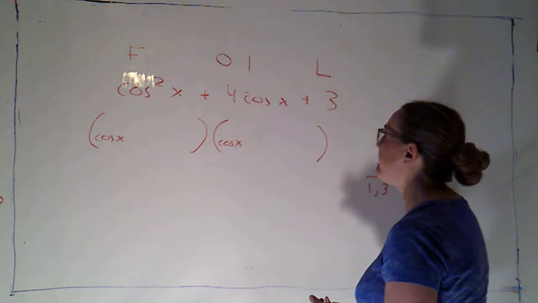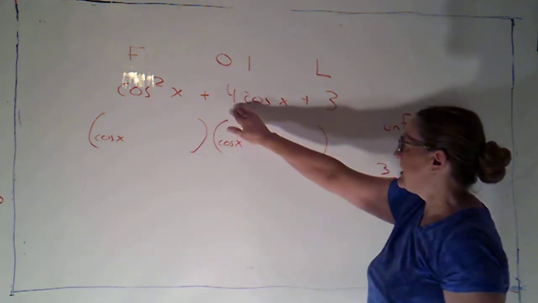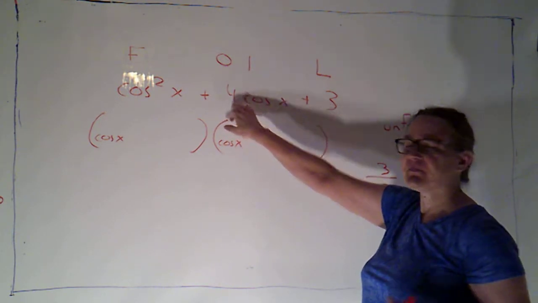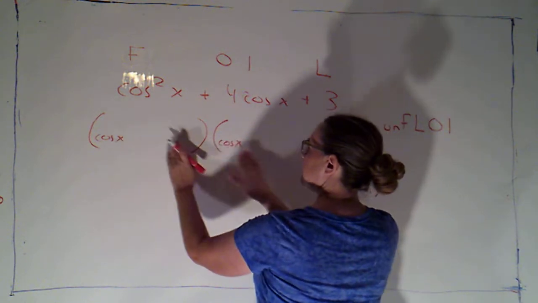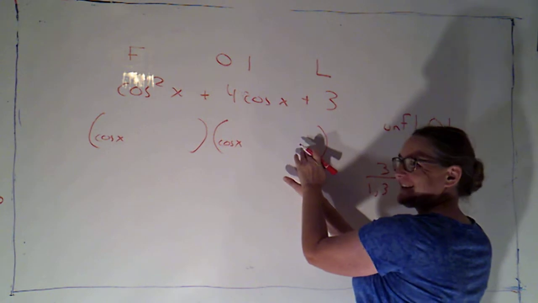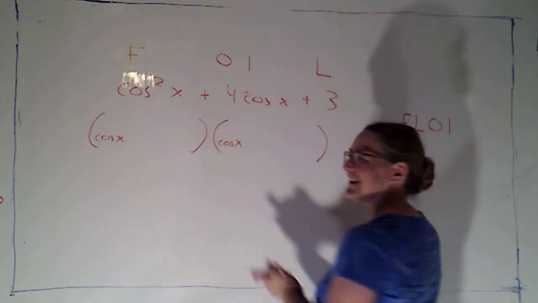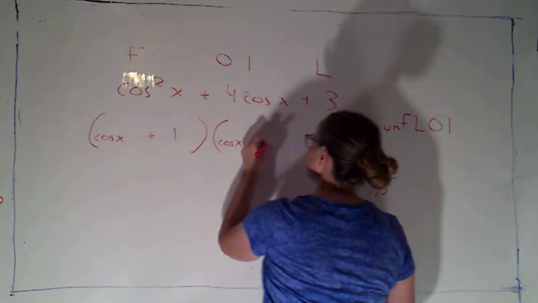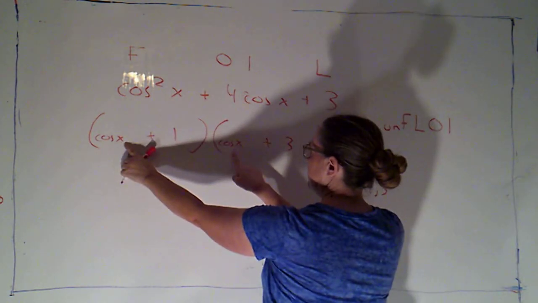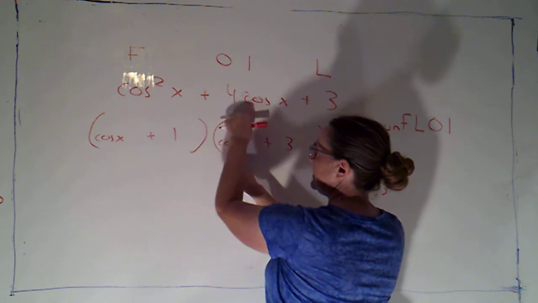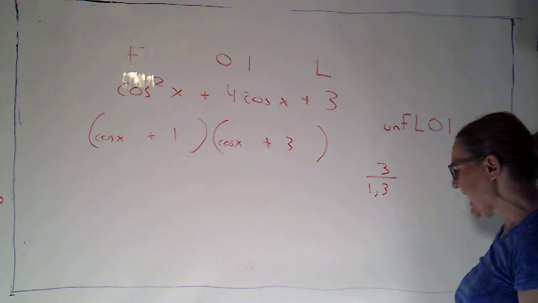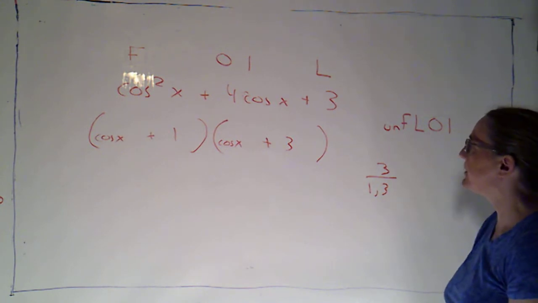I need to get a total of 4 copies of x. That's a positive number. 4 copies of cosine x. So I'm going to want my outsides and my insides to be positive, but the outsides will have whatever sign this has, and the insides will have whatever sign this has. So it looks like a plus 1 and a plus 3 should work. Let's just double check. Cosine squared, 3 cosine plus cosine gives me 4 cosine, plus 3. So we have successfully unfoiled that one.